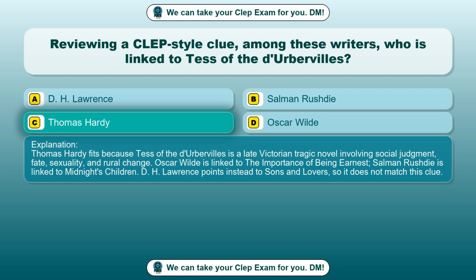Thomas Hardy fits because Tess of the D'Urbervilles is a late Victorian tragic novel involving social judgment, fate, sexuality, and rural change. Oscar Wilde is linked to The Importance of Being Earnest. Salman Rushdie is linked to Midnight's Children. D. H. Lawrence points instead to Sons and Lovers, so it does not match this clue.